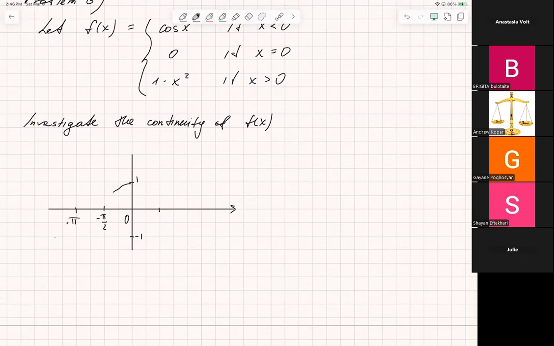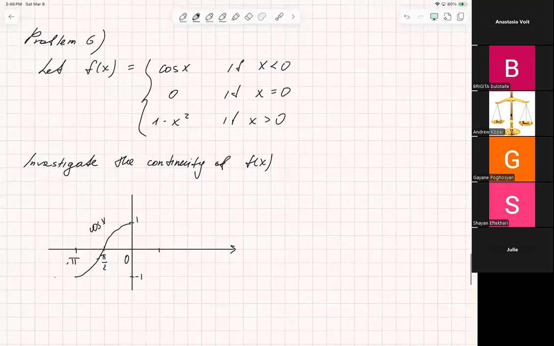So we have cosine x on this side, and it goes normally to the left side. Then we also have a point at 0. This point is hollow because we are not including 0 here, but we have a solid point right here at 0. It's going to be 0.